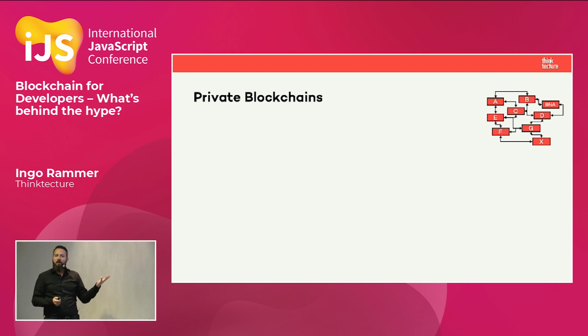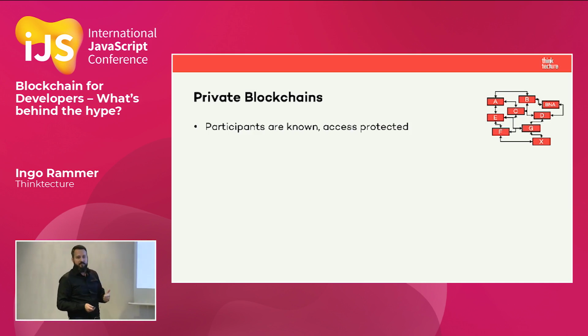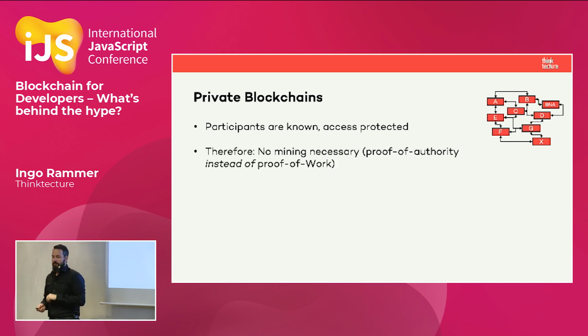How does this look in private blockchains? Well, we know the participants. So we have a technical way to prevent access to the network, to remove access if somebody behaves in a harmful way. Therefore, we don't need any mining. So that's one of the key takeaways. For private networks, you don't need mining.